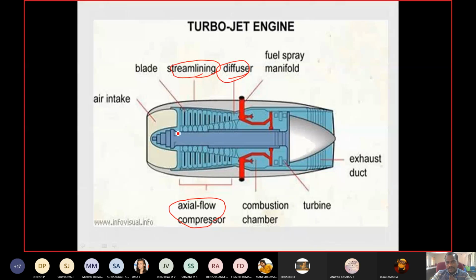That will compress the air, which will then pass through the combustion chamber. If we spray the fuel, we get combustion. Then this will pass through the turbine. If the turbine gets rotated, then we get to the nozzle. So this is a type of nozzle. We have the turbojet engine actual diagram, so we can refer to that. This is the nozzle portion. This is solid. The outer of this core can be used as a nozzle. We get the exhaust duct.